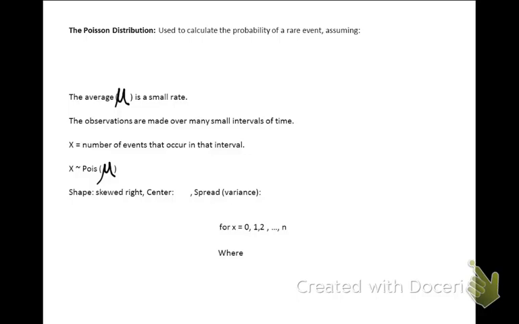Most Poisson distributions are skewed right, and the center is at mu, and the spread, or the variance, is given by mu, and the standard deviation would be given by the square root of the variance, or the square root of mu.